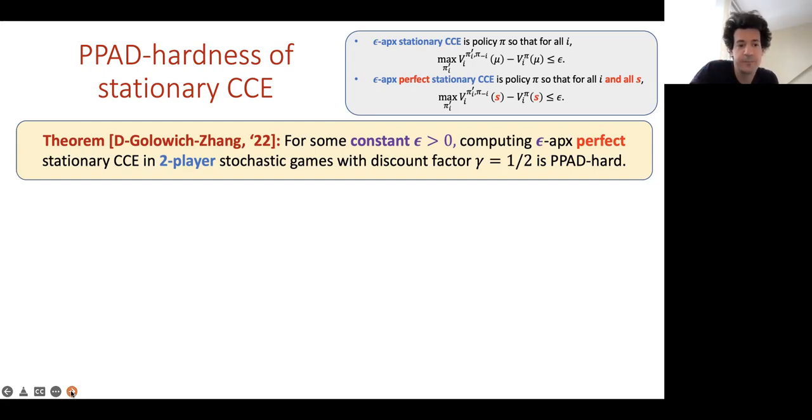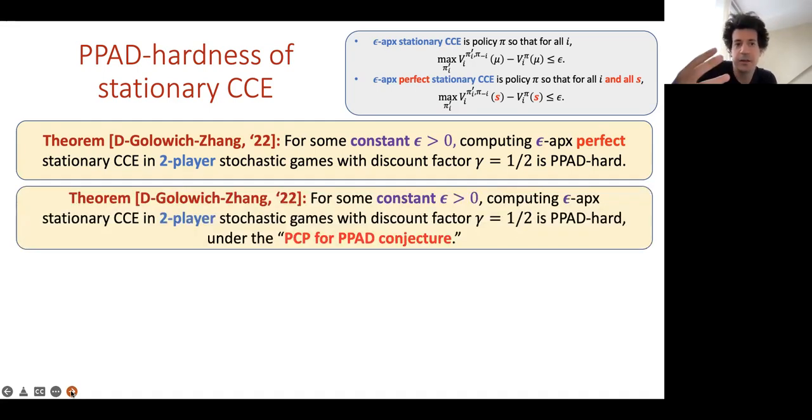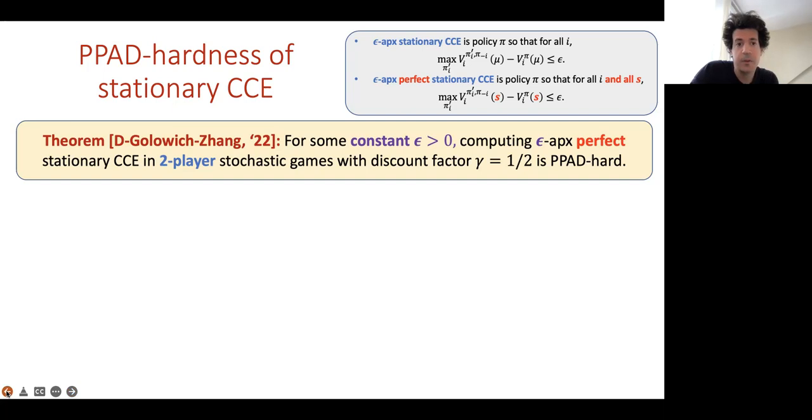So that's for perfect. For imperfect, we have two results. One is again PPAD-hard in the number of states, not in the number of strategies. Because for S of size one, if there is just one state, then this is easy. Correct. So that means it must be PPAD-hard in the size of S. Yes, it's because of S.